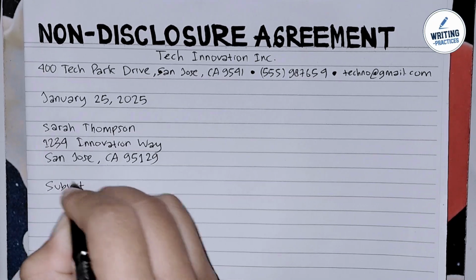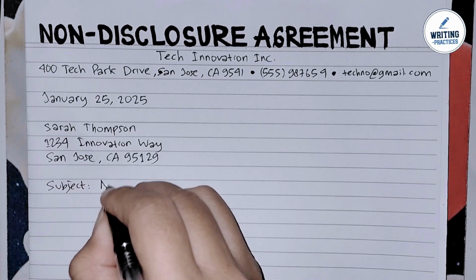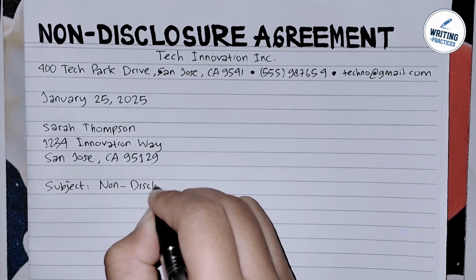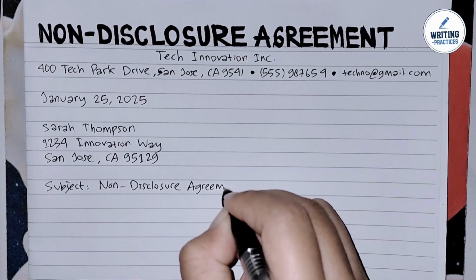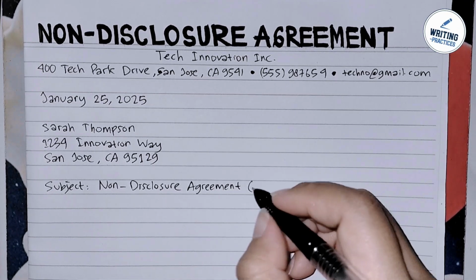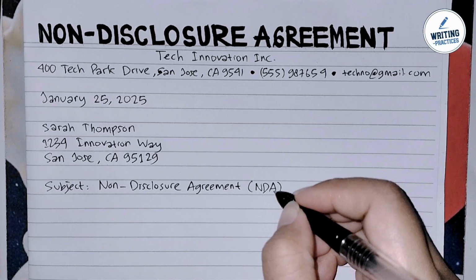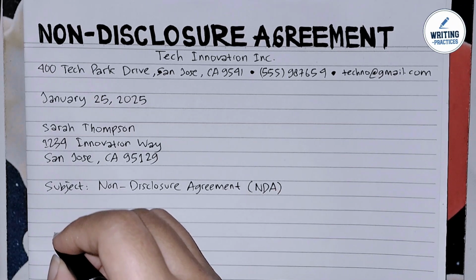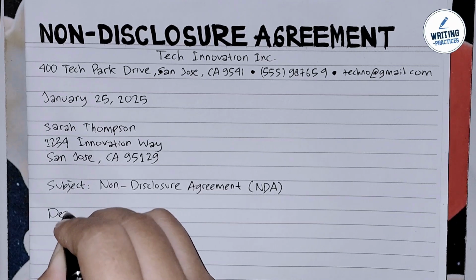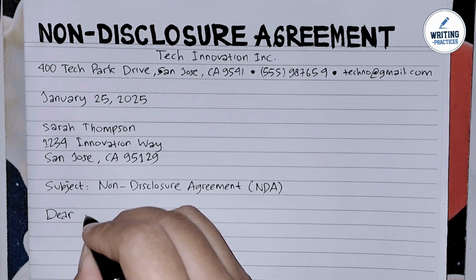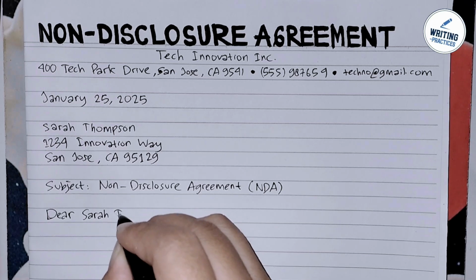After that, you can continue by writing the subject line. This one needs to clearly state the subject of the letter. Yes, in this case it is the non-disclosure agreement, or NDA. This is important for clarity and record keeping. After completing all the information, now you can open the letter with a formal salutation. Simply, you may write, "Dear," followed by the name of the recipient.